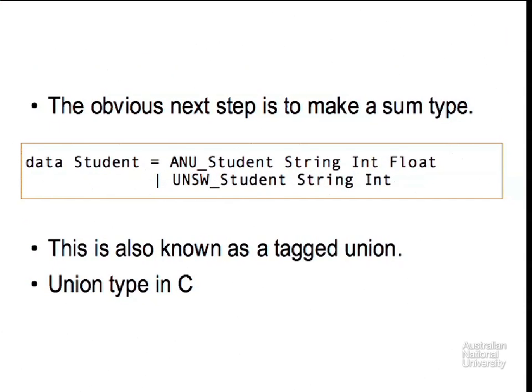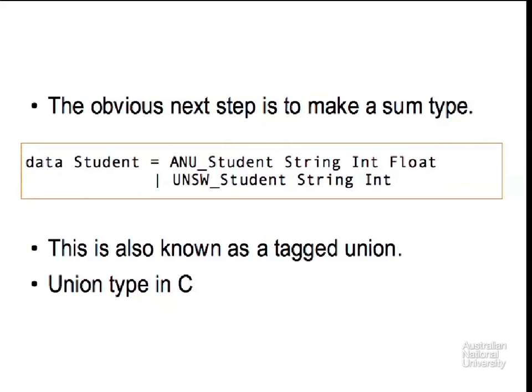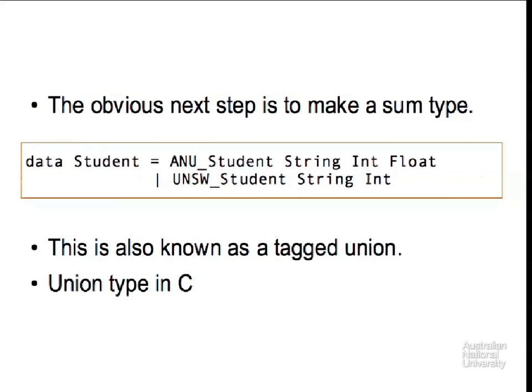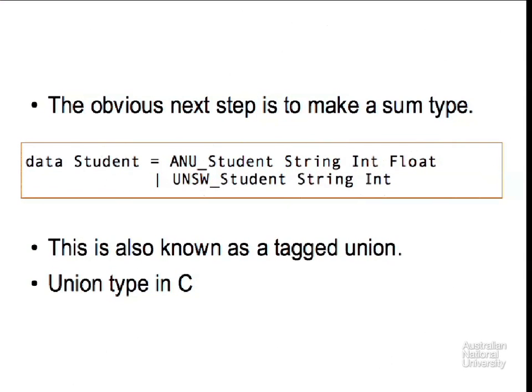So, a UNSW student has just a string for their name and an int for their uni ID because the UNSW doesn't worry so much about the dollar value of a student to it. So we could say that a student is an ANU student with a string, an int, and a float, or a UNSW student with a string and an int. So our new type we call a sum type, because it's either this thing there or that thing there.